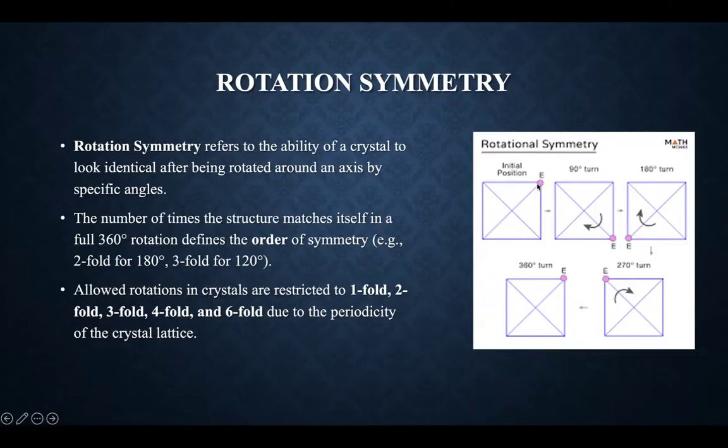In the picture you can see the rotational symmetry. This atom is at its initial position. When we turn 90 degrees, the atom comes here. Again we do another 90 degree turn, so it is totally 180 degrees, and the atom moves to another position. When we do 270 degrees, the atom is at another position. And finally, the atom returns to its original position when we move 360 degrees. This is one type of fold symmetry, where a full 360 degree rotation gives the initial position of the atom.